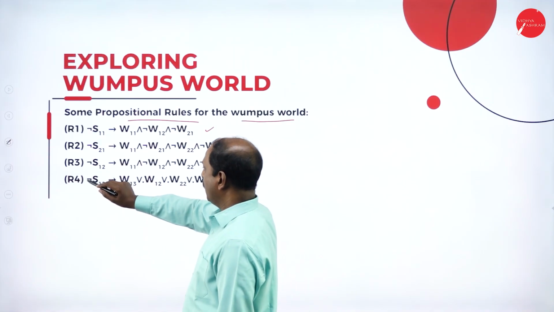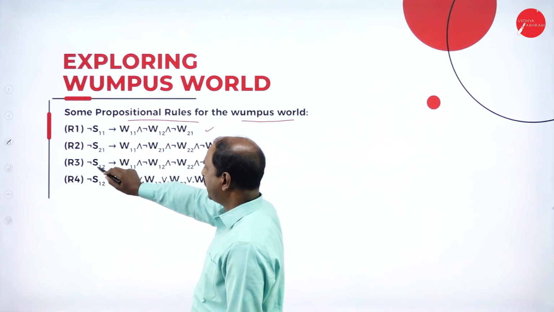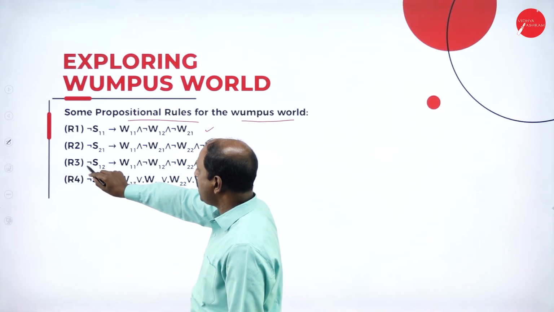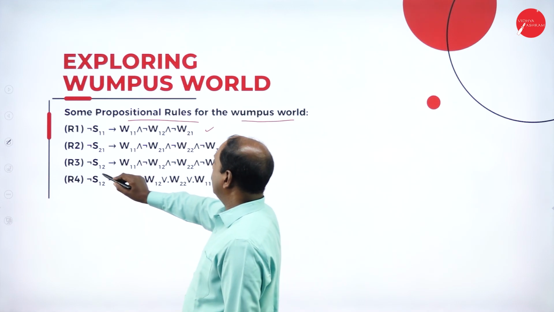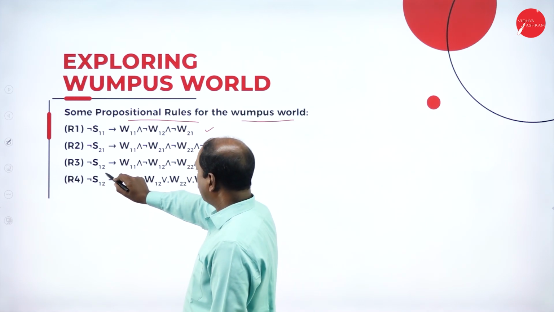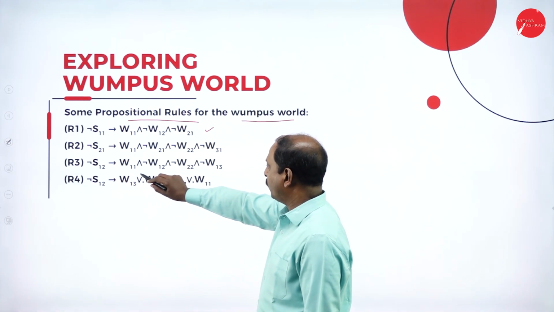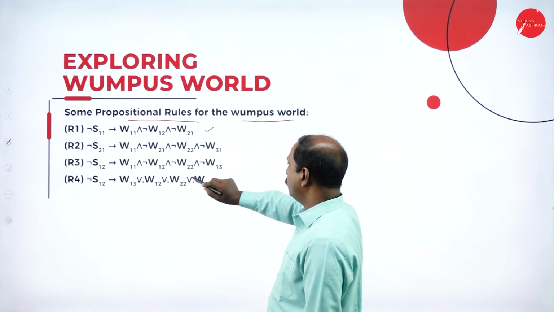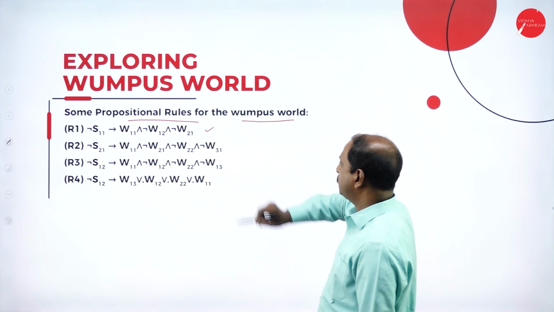And in row 3, it is S1,2. Not S means there is no stench. If I say this is a not connectivity, not S, that is the not logical operator. So not S1,2 means no stench in the place 1,2, so there won't be a question of Wumpus at this location 1,1 and even 1,2, 2,2 and 1,3.